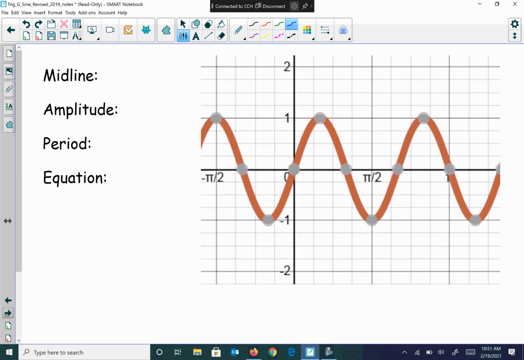Okay, so this one, they're a little cruel here. I'm okay that the midline is 0. The amplitude looks like it goes 1 above, 1 below. But now we're in trouble because this isn't as friendly as I wanted it to be.